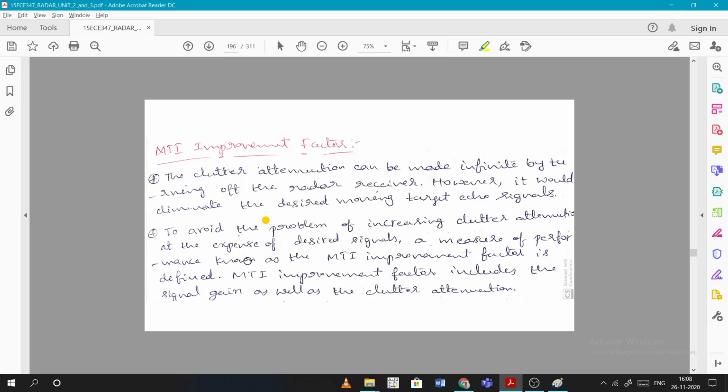So to avoid the problem of increasing clutter attenuation at the expense of desired signals, basically the first statement says that if you want to increase the clutter attenuation, we need to lose the desired signal. To avoid that problem, a measure of performance known as the MTI improvement factor is defined. MTI, moving target indicator, improvement factor.